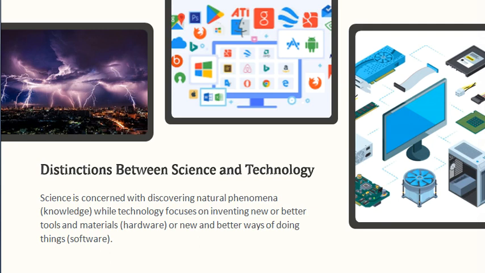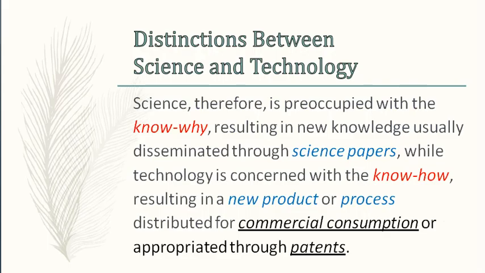So science is concerned with discovering natural phenomena. It's the knowledge. While technology focuses on inventing new or better tools and materials, which is the hardware, or new and better ways of doing things, which is the software. Science, therefore, is preoccupied with the know and know why, resulting in new knowledge, especially disseminated through science papers, while technology is concerned with the know-how, resulting in a new product or process distributed for commercial consumption or appropriated through patents.